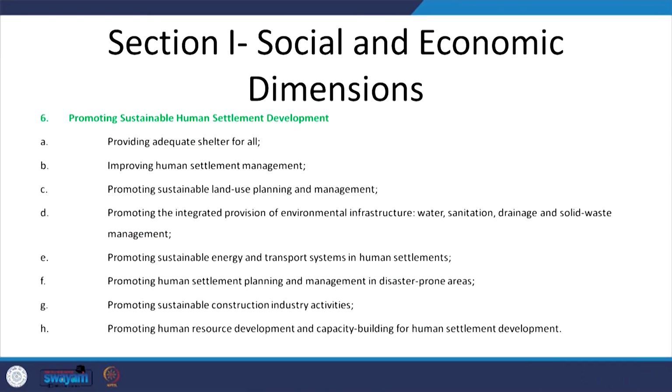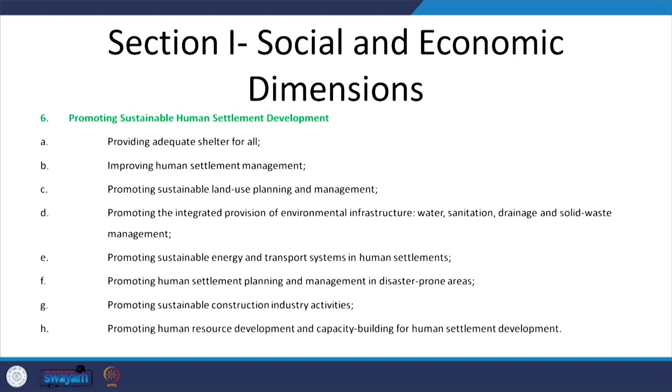promoting sustainable land use planning and management, and promoting the integrated provision of environmental infrastructure, that is water, sanitation, drainage and solid waste management. All of that should be provided in an integrated manner in a human settlement. Promoting sustainable energy and transport systems in human settlements.